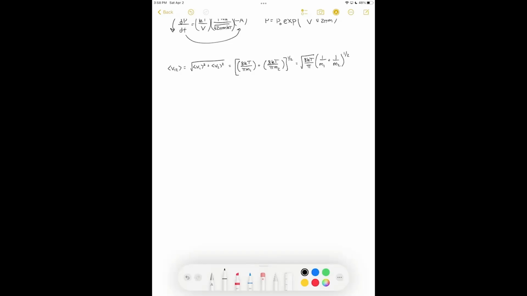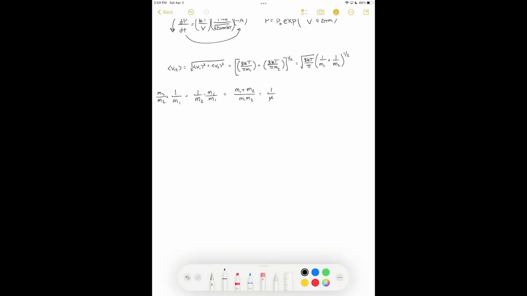Now, what's 1 over m1 plus 1 over m2? This is actually the reduced mass, and this is where the reduced mass that we've used plenty of times over the course of the year has come from. So if we multiply both sides of these equations by m1 and m2, 1 over m1 plus 1 over m2, if we multiply this by m1 and this by m2, we get m1 plus m2 over m1 times m2. And so this is simply 1 over the reduced mass.